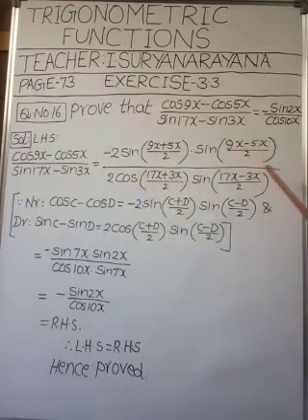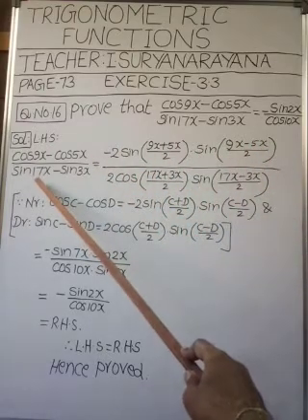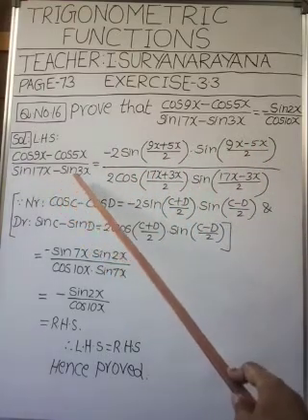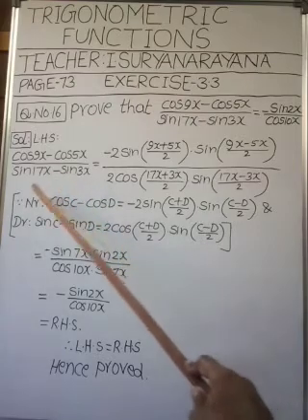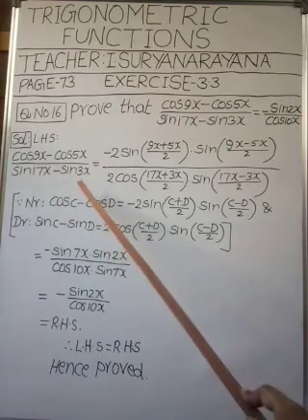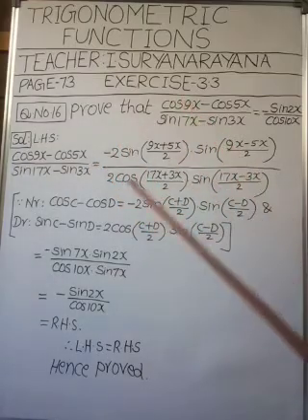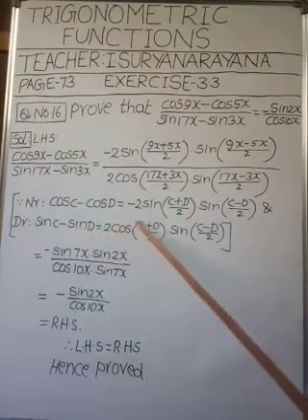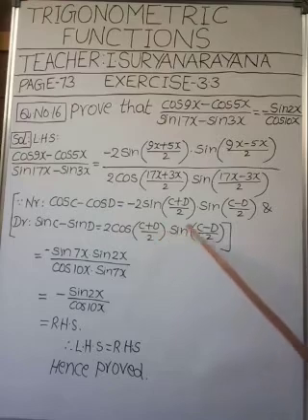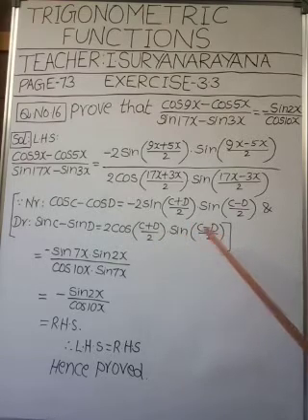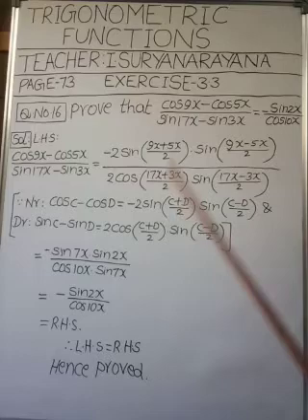Now see the denominator, sin C minus sin D. It is in the form of sin C minus sin D. Then what is the transformation formula? Sin C minus sin D is equal to 2 cos (C plus D)/2 sin (C minus D)/2. We use this transformation formula.